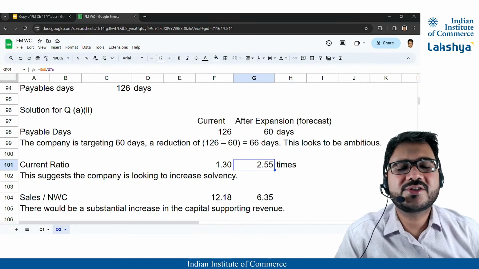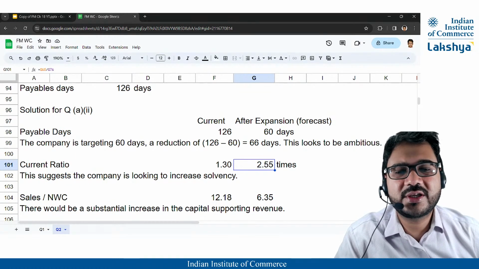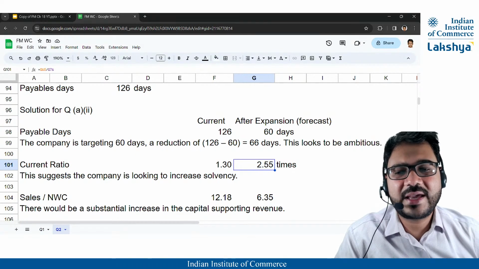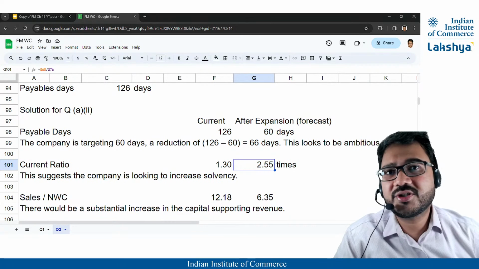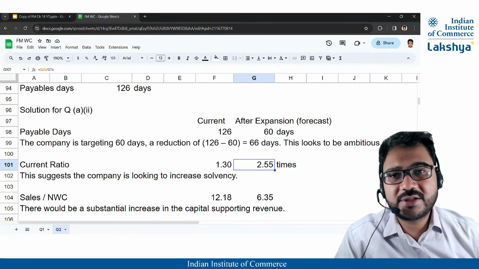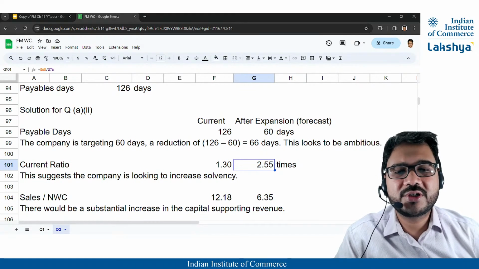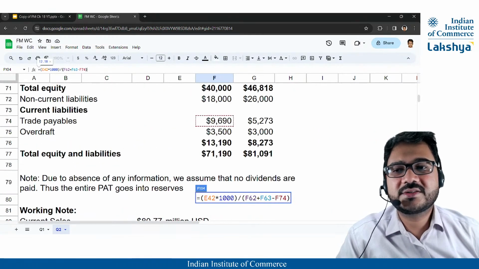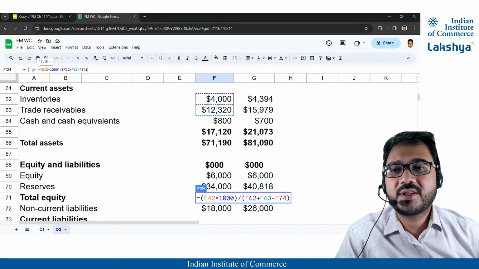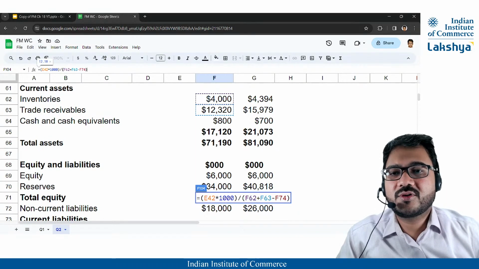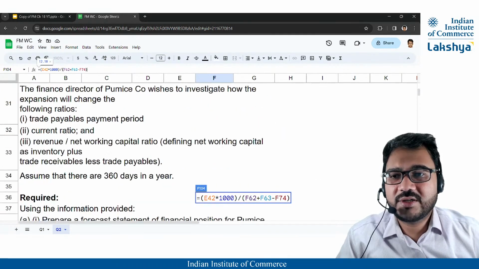And the last ratio they wanted was sales to net working capital. And net working capital also they defined: in the assets you will only take inventory and receivables, you will ignore cash. And in liabilities, you are going to take only payables, you are going to ignore overdraft. Okay, so that's it. You just have to take your assets, that is inventory, plus your, sorry, how had they defined it?